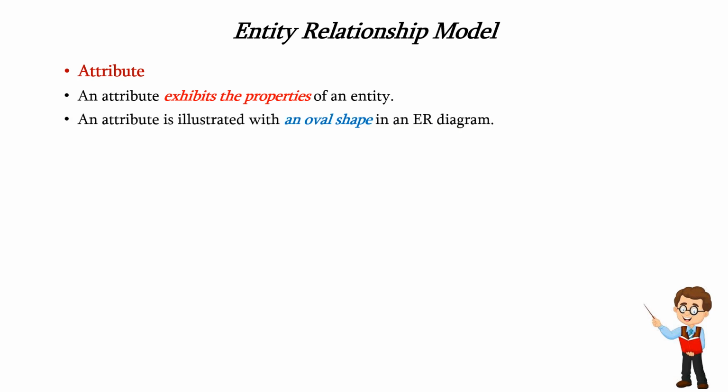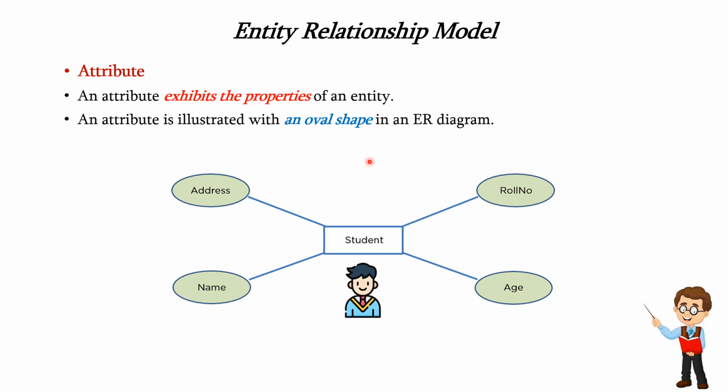Next, we'll see about attributes. An attribute exhibits the properties of an entity. It is illustrated with an oval shape in the ER diagram. So here we can see that the student has 4 attributes, which are illustrated in the oval shape. That is roll number, name, address and age.